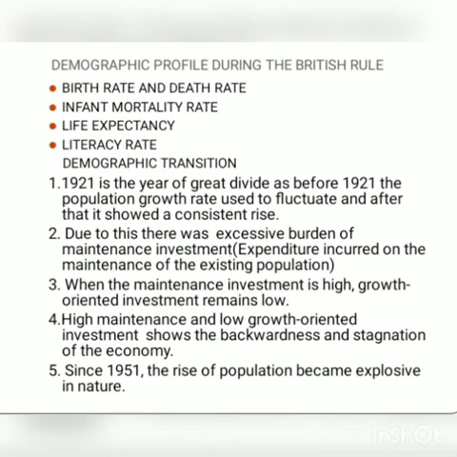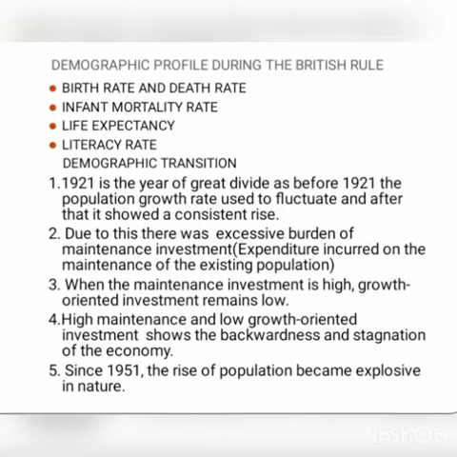Now the next topic is demographic profile during the British rule. Demographic deals with the birth rate, death rate, infant mortality rate, life expectancy, literacy rate, and so on. During the British rule, the birth rate and death rate were very high in the economy. The birth rate was nearly 48 per thousand, and the death rate was 40 per thousand people. And this also implies the massive poverty in the country.